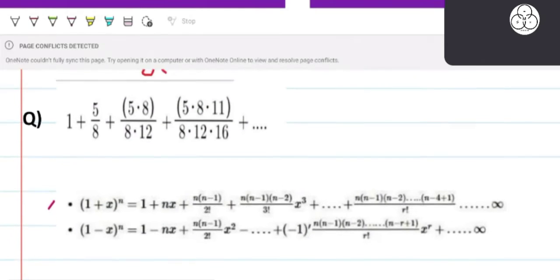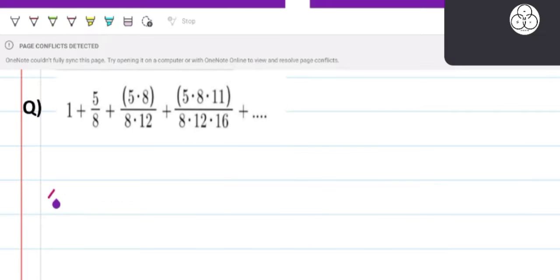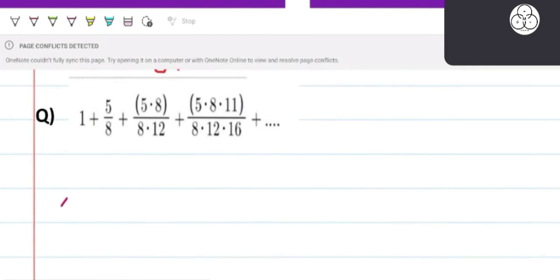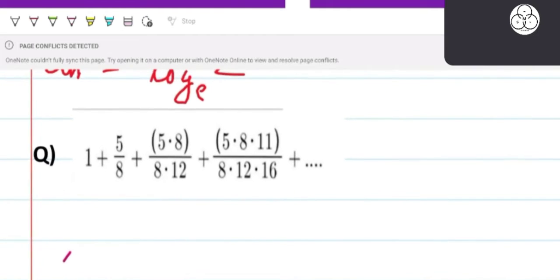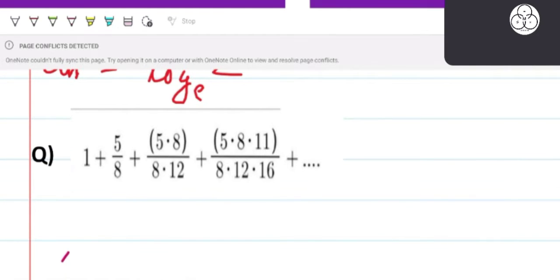1 plus 5 by 8, 5 into 8, 8 into 12. So let us try to look into some pattern. As we can see, these values are increasing by a factor of 8. Okay, leave this one for some time, we'll sort it out. This is increasing by 4, this is increasing by 4, this is increasing by 4. This is increasing by 3, this is increasing by 3, this is increasing by 3. Correct?